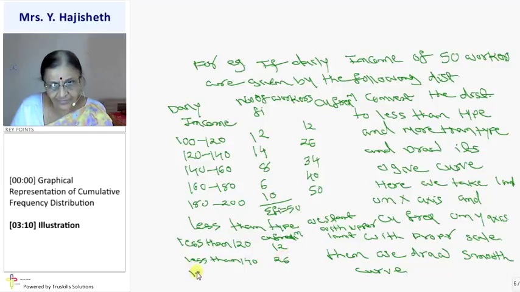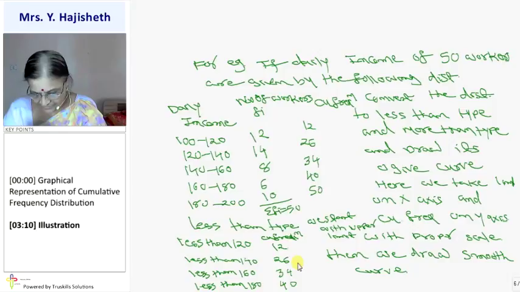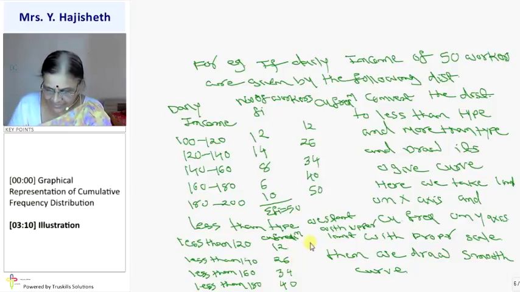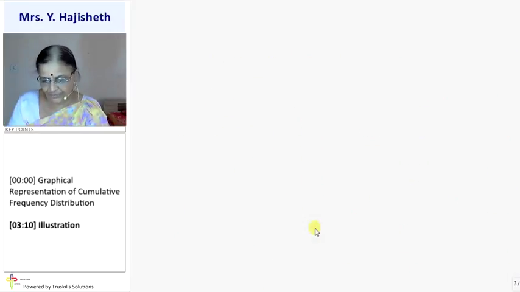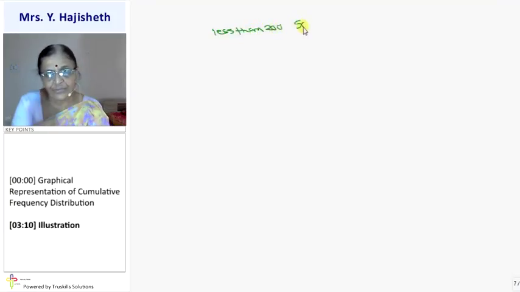Then less than 160. तो इसकी कितनी आएगी? 26 plus 8, 34. We go on adding. Okay? फिर less than 180. तो 34 plus 6, that is 40. And last में less than 200 तो 50. क्या आएगा last में? Less than 200 तो 50. Okay? That completes your table.